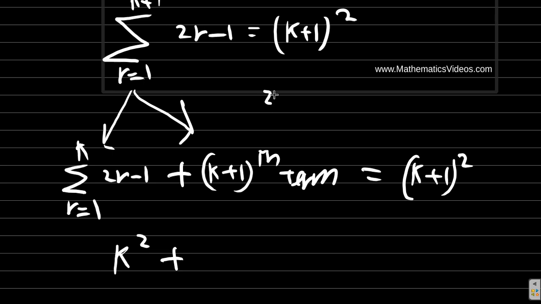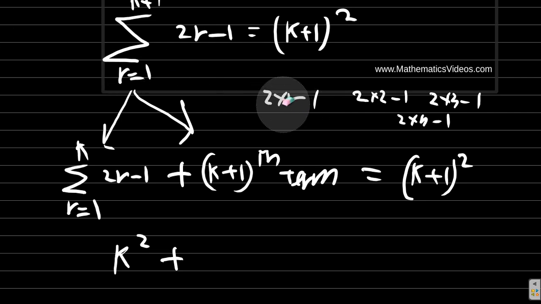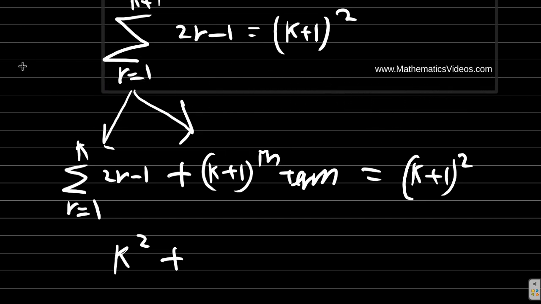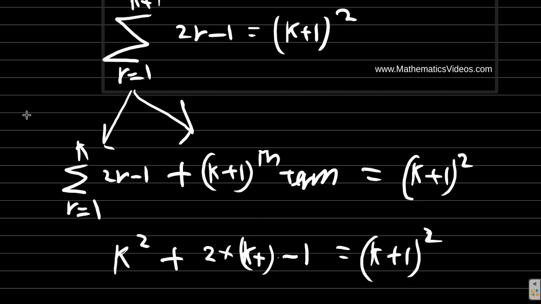Remember, the first term is 2 times 1 minus 1. The second term is 2 times 2 minus 1. The third term is 2 times 3 minus 1. So the nth term is 2 times n minus 1, 2 times the position minus 1. So the k plus 1 term would be 2 times k plus 1 minus 1. That's the k plus 1 term. Alright? And that should equal k plus 1 squared. See that?